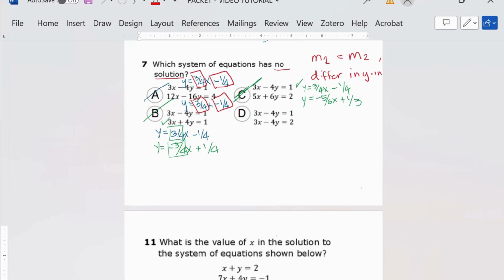Okay, let's try letter D. Letter D. 3x minus 4y equals 1. Same steps, same strategy, parentheses, minus. I'm going to copy this 3x, close parentheses, divide by negative 4. So this is my slope. Okay, I'm going to write there. y equals, negative negative is a positive, 3/4 x. And this is my y-intercept, 1/4. Okay. Let's change color so you know the difference.